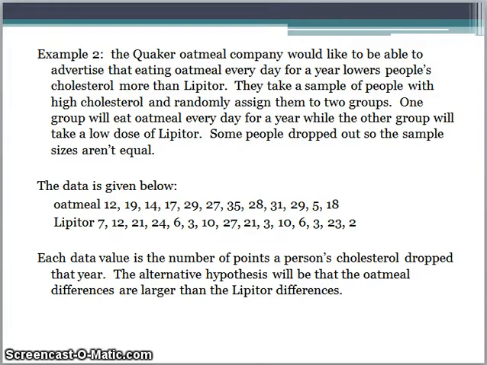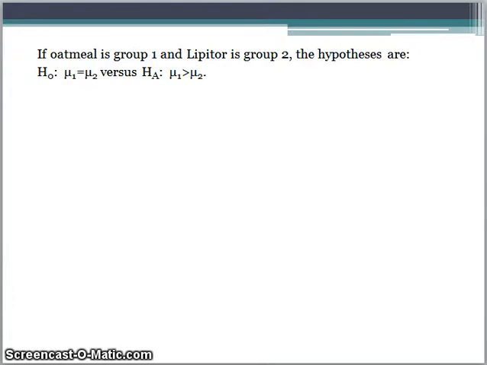So what we're looking at here, each data value would be the number of points a person's cholesterol dropped that year. So this 12 here means that a person in this group, their cholesterol dropped by 12 points. So the null hypothesis is going to be that the means are equal. The alternative hypothesis is going to be that the oatmeal group has a larger mean than the Lipitor group. So if we call oatmeal group 1, Lipitor group 2, these are our hypotheses.